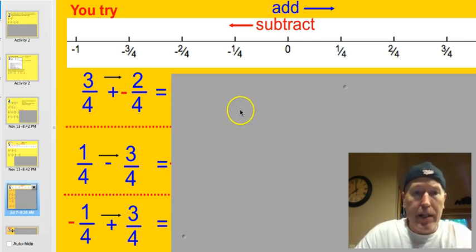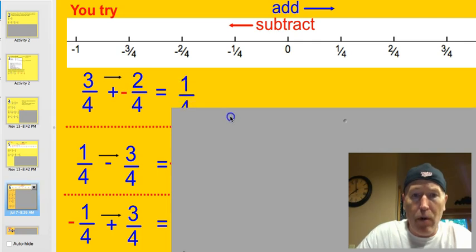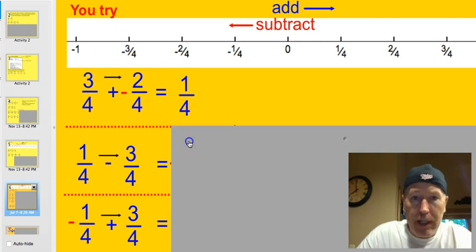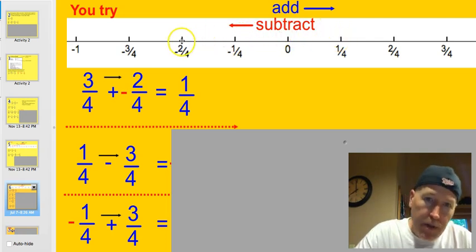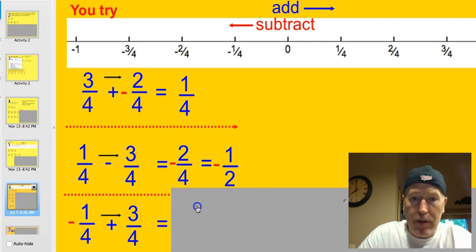Okay, let's see how you did. 3/4 plus a negative 2/4. Well, that's really the same as 3/4 minus 2/4. It's like adding a negative. It's the same thing, so that's 1/4. 1/4 minus 3/4. Uh-oh. I'm at 1/4. I'm going to minus 3/4. Looks like negative 2/4, which is a minus 1/2.